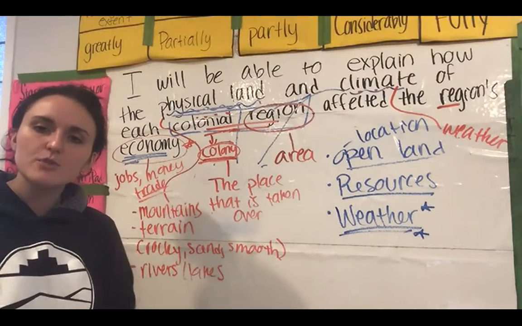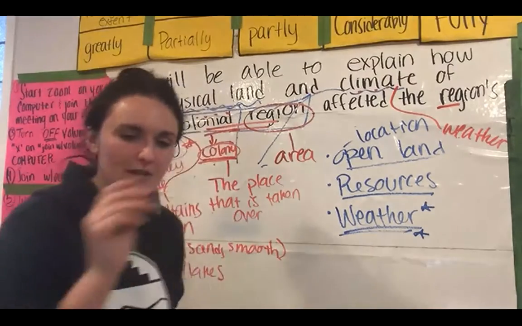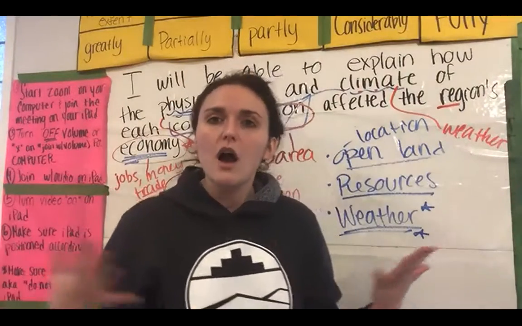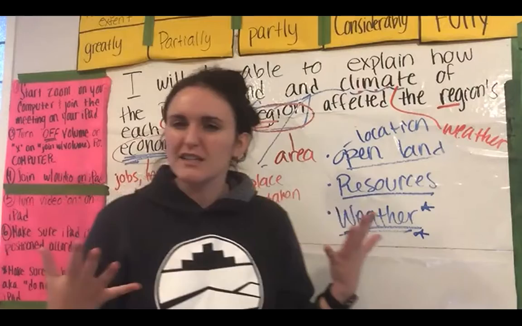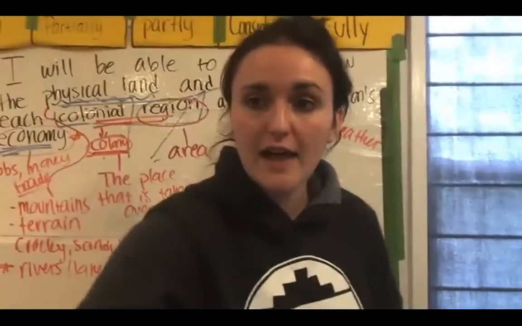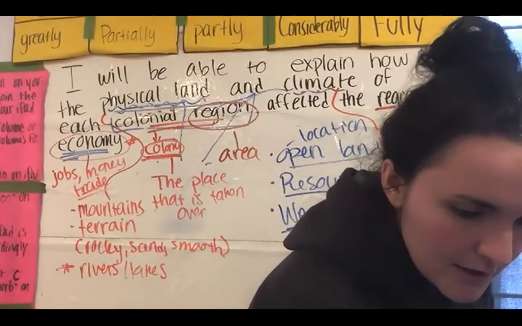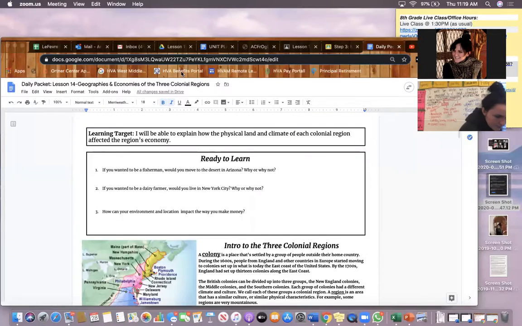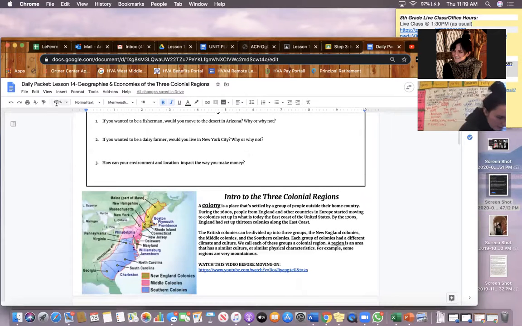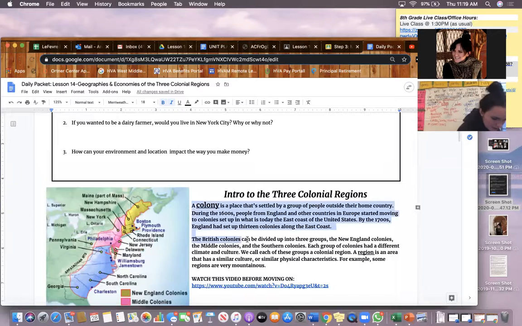So let's get into our main activity now. But before we actually do that, we're going to watch a quick video that gives us an overview, a visual of what the colonies looked like, what they were like back during this time period of colonization that we are studying. So I'm going to share my screen. And before we move on, we're actually going to read out this quick little text. It's called Intro to the Three Colonial Regions.